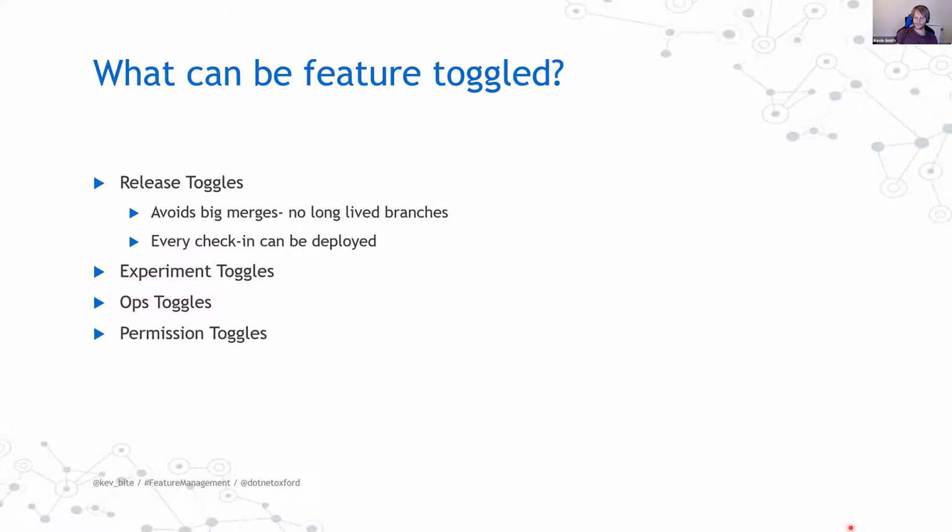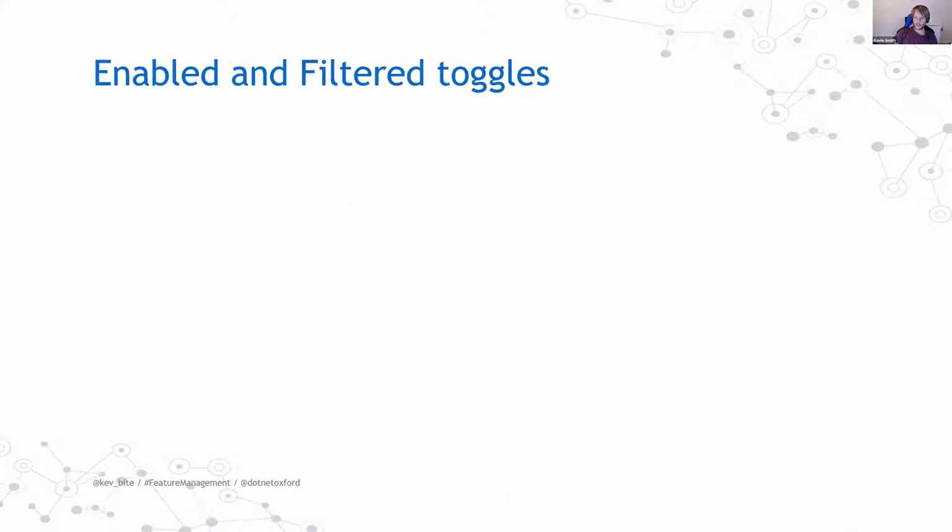And then the last one is permission-based toggling. So if you're a preview user or a beta user on a website, we might give you different permissions or views of that actual site to see what's going on. So we turn these features on and off.